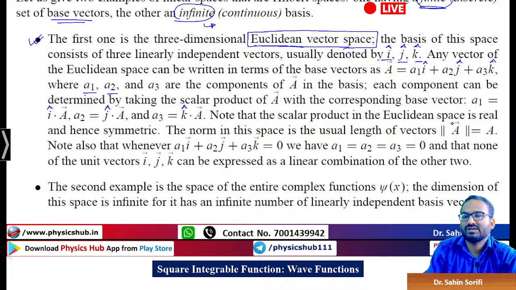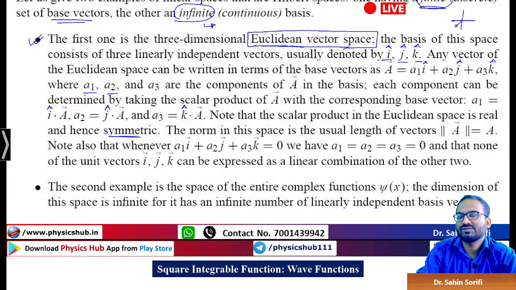Note the scalar product in the Euclidean space is real and hence symmetric. Norm on this space is usually the length. Norm means, let's say in 3-dimensional space, if you want to take the distance between these two points, this is called a norm, and it will come out to be positive because this represents length in the Euclidean space.